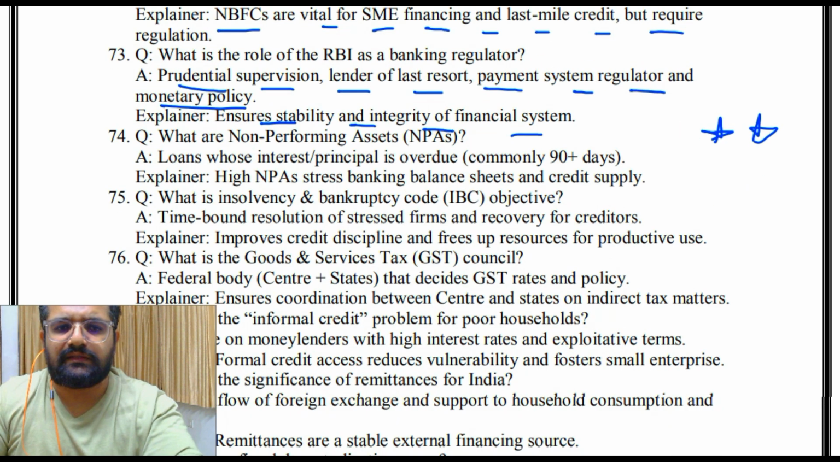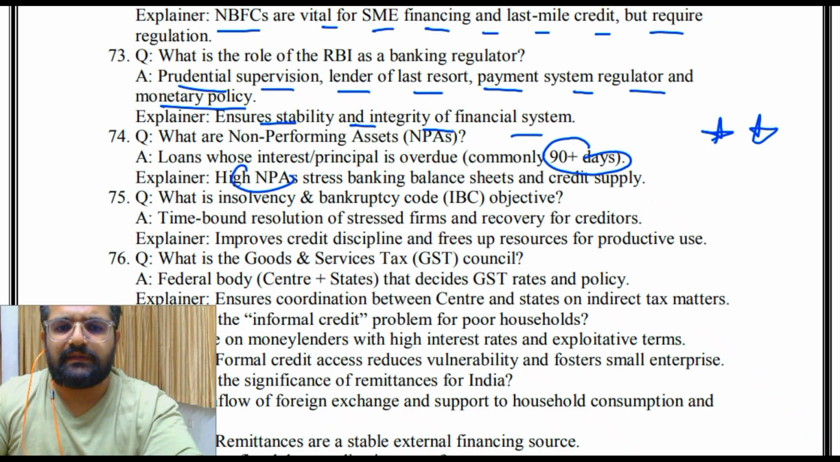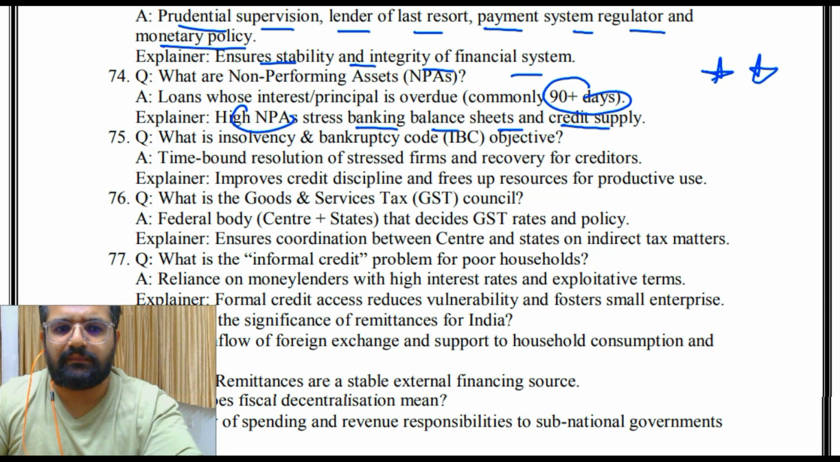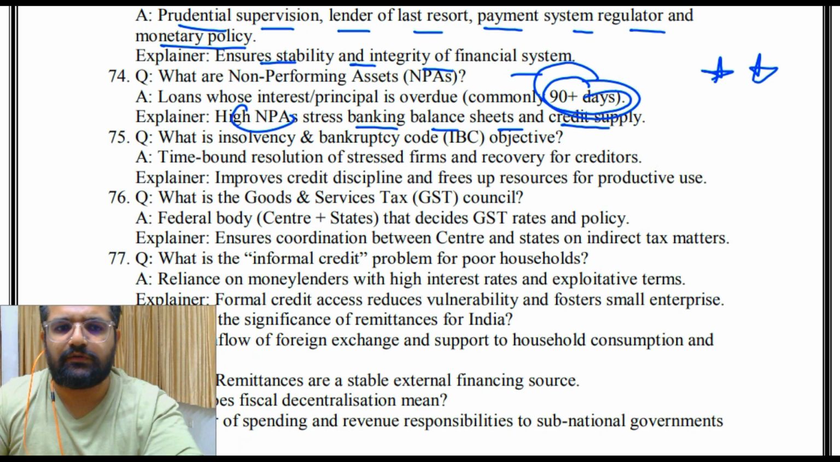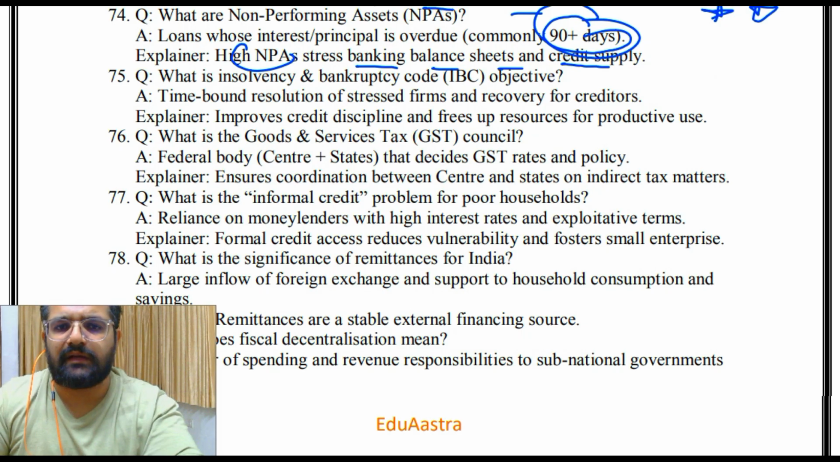What is NPA? That is non-performing assets. So, loans whose interest or principal is overdue, commonly 90 plus days. High NPA stresses banking balance sheets and credit supply, which will impact the balance sheet and credit supply. NPA, non-performing asset, means overdue for more than 90 days. What is the Insolvency and Bankruptcy Code? IBC objective: time-bound resolution of stressed firms and recovery for creditors.